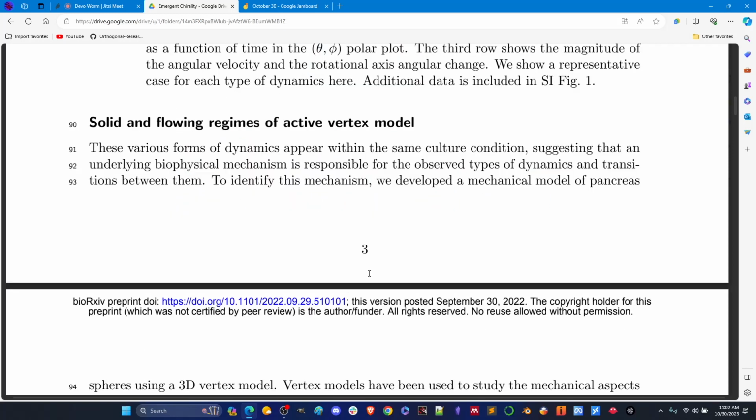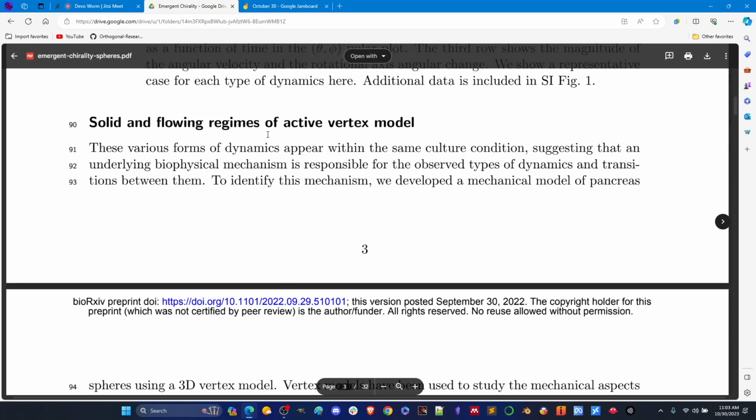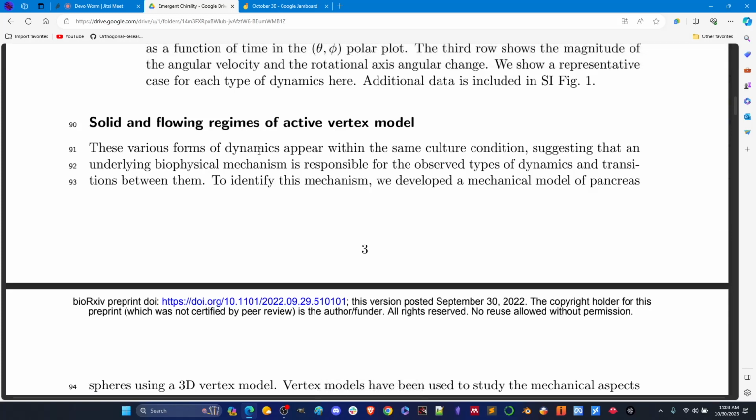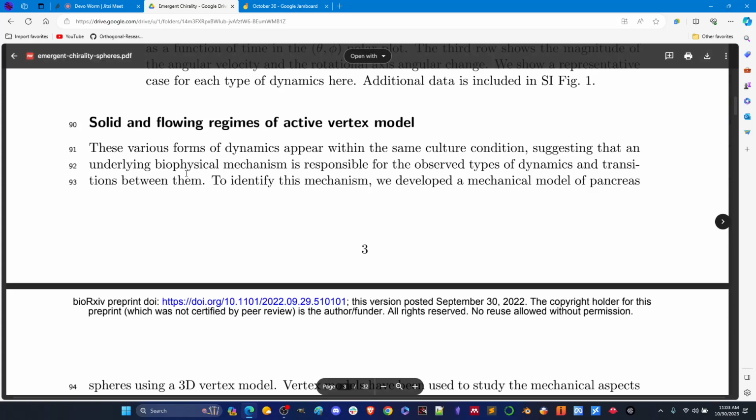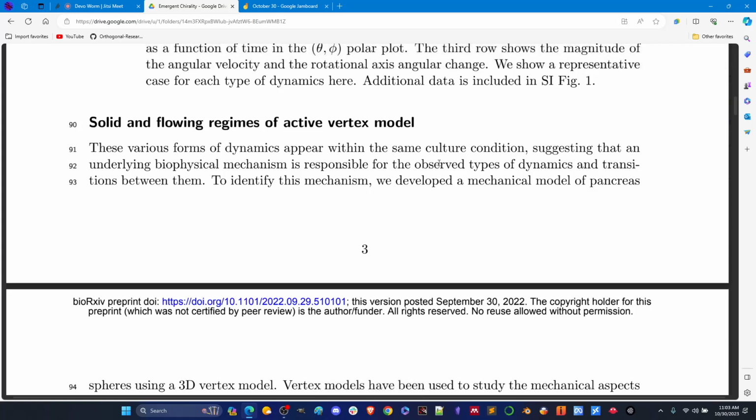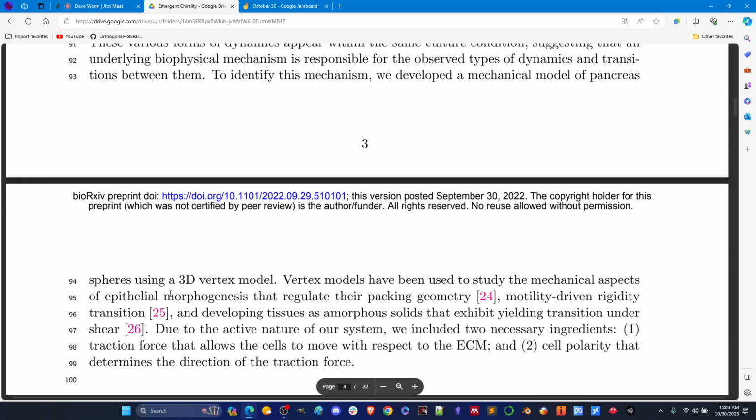And so they actually talk about these two different phases of cell collective behavior, these solid and flowing regimes in an active vertex model. So this is where these various forms of dynamics appear within the same culture condition, suggesting that an underlying biophysical mechanism is responsible for the observed types of dynamics and transitions between them. To identify this mechanism, we developed a mechanical model of pancreas spheres using a 3D vertex model.